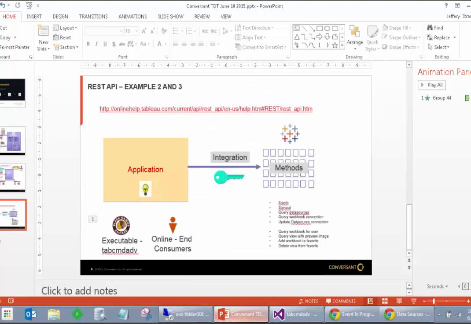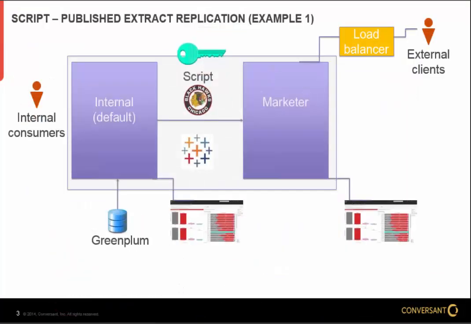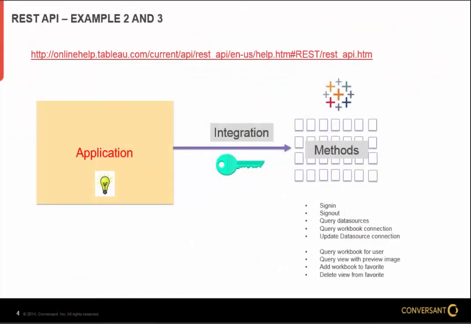Example 2 and 3 are examples that use the REST API. And let me go into full screen here. Okay. The concept of the REST API is that built within Tableau Server is a set of methods. You always have to be able to sign in, but then there's query data sources, there's query workbooks for users. There's all different kinds of methods that you can do.